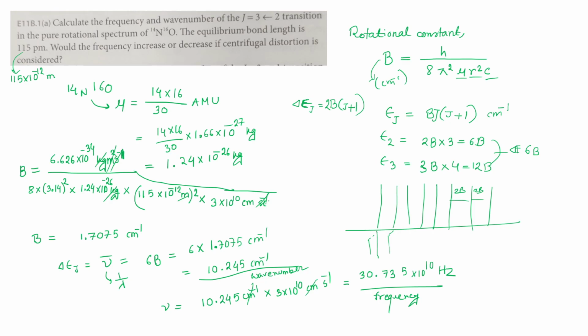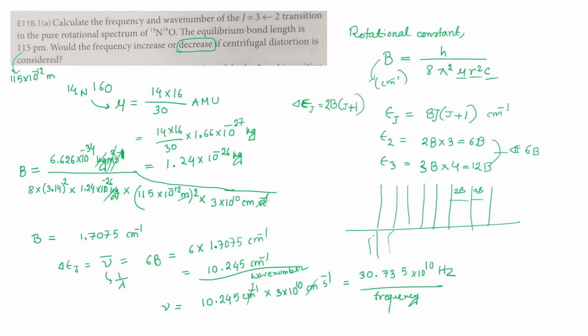So you can understand that if centrifugal distortion is there, then the transition energy you have found out is going to decrease. If that decreases, your frequency is also going to decrease. So the answer will be that frequency will also decrease when centrifugal distortion is considered. I hope you got a recapitulation of rotational spectroscopy from this question, right?